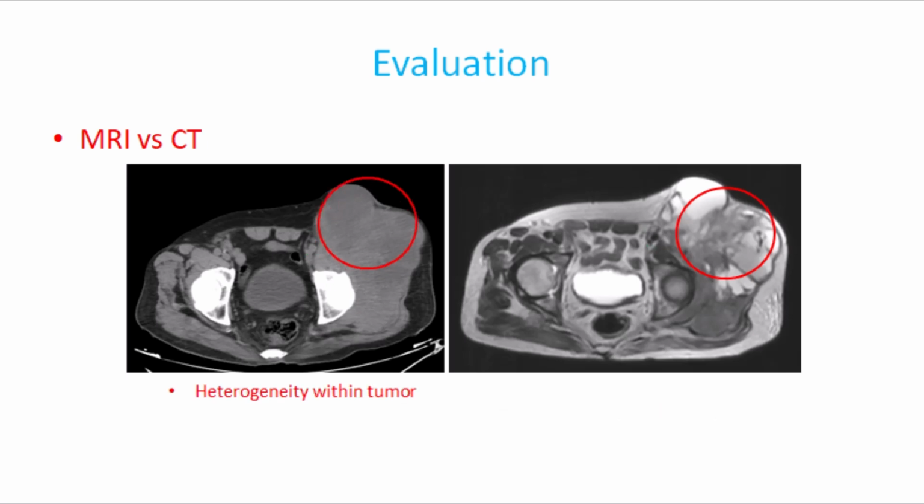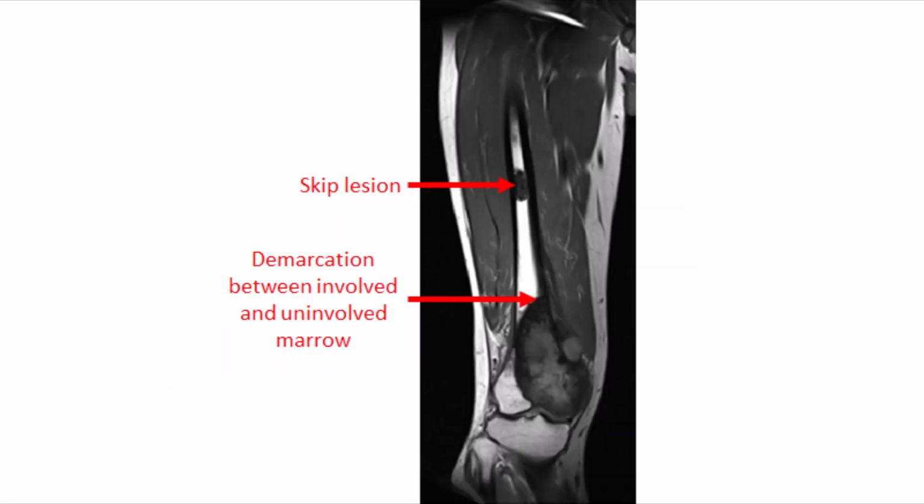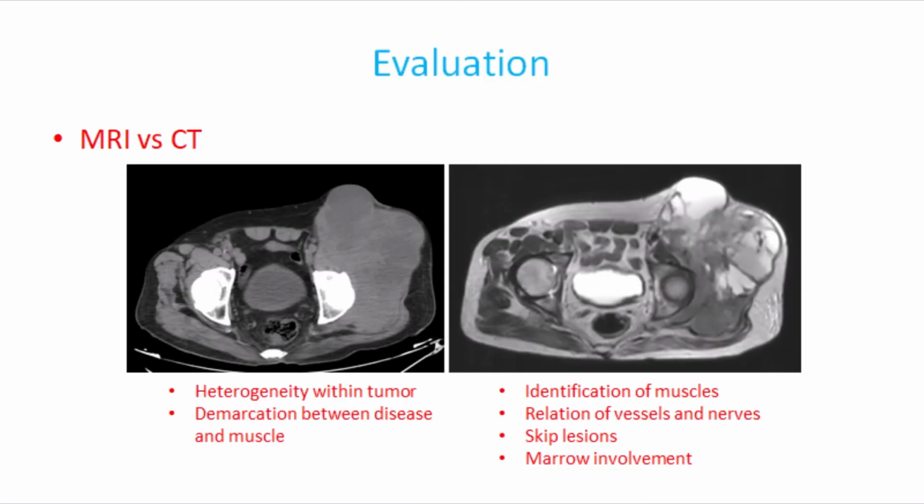Heterogeneity within the tumor is better identified on MRI. This helps in avoiding cystic and necrotic areas and targeting the right tissue for the biopsy. Most importantly, the extent of marrow involvement is precisely demarcated on an MRI, and skip lesions are easily identified on coronal T1 sequences. So, MRI is the investigation of choice for musculoskeletal lesions.